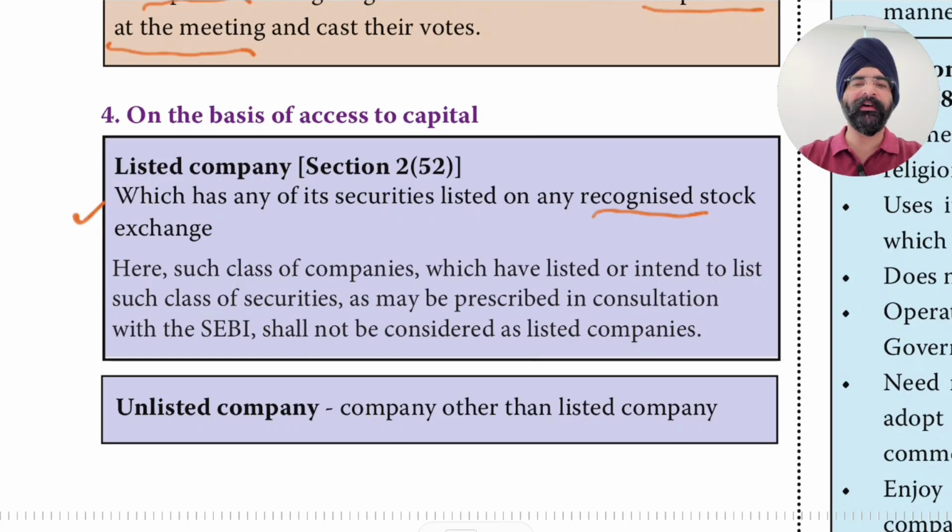Here, such class of companies which have listed or intend to list such class of securities as may be prescribed in consultation with the SEBI shall not be considered as listed company. So there can be a class of company which have listed or intend to be listed as may be prescribed in consultation with SEBI that shall not be considered as listed company.